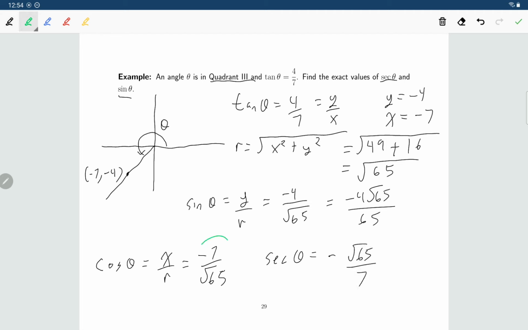That was the reason I didn't bother to rationalize the denominator here, because if I rationalized the denominator, I would just have to undo the work that I did when I took the reciprocal. So I looked at what I had, -7 over root 65 for cosine, and I realized that I could take the reciprocal of that to get secant, and that what I would have would be in simplest terms. So there we go. We have now our value for sine of theta and also for secant of theta.